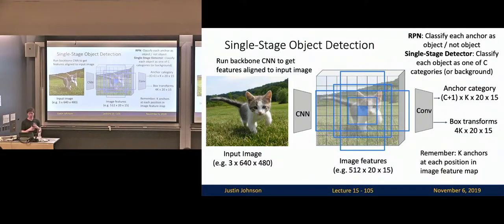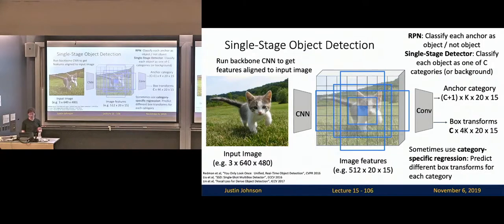Suppose again we have C object categories that we want to classify. When producing outputs for the anchors, again we've got maybe 20 by 15 spatial size in our image feature map, and K anchor boxes at each position in the feature map. For each of those anchor boxes, we want to directly output classification scores for the C categories and for the background category. Again, we can do this directly using a convolutional layer or a couple of convolutional layers. Then you train this up, and rather than using a binary or 2-class loss as in the RPN, you directly use your full classification loss. And you still output these box transforms, one per anchor.